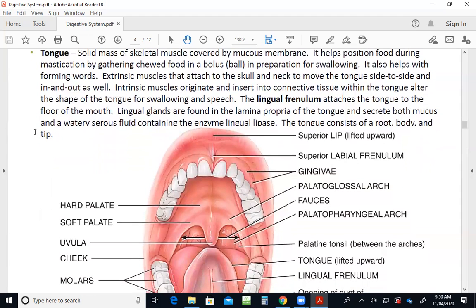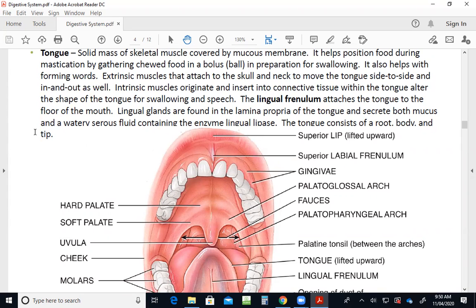Okay. And then the tongue, something we've talked a little bit about before, a solid mass of skeletal muscle covered on the outside by a mucous membrane. It helps with positioning food during mastication, which is just a fancy word for chewing, by gathering our chewed food up into a bolus, which is a ball that we swallow. It also helps with forming words.